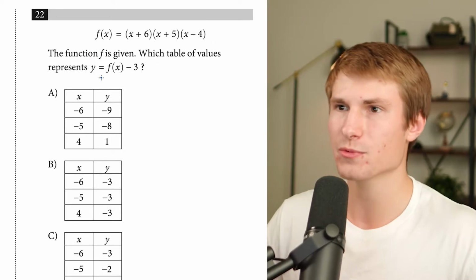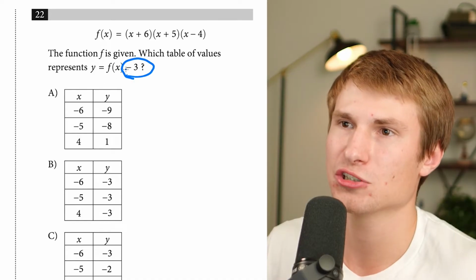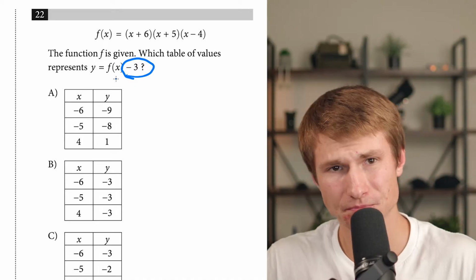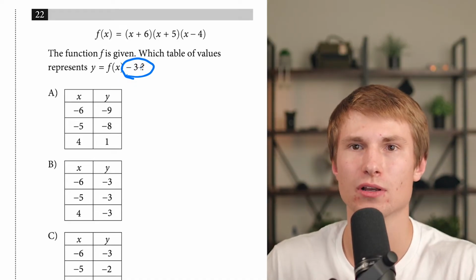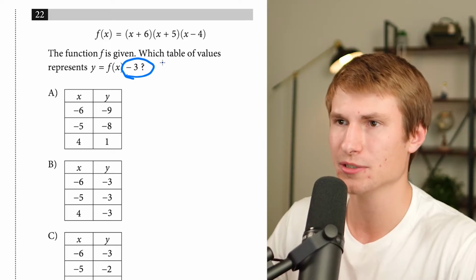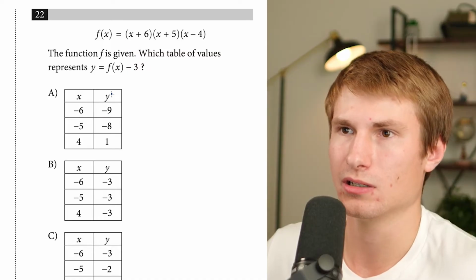All right, so we've got a transformation here. We are transforming our original f of x down by 3 units, so we're moving it down 3 units. This is important because anytime you have any sort of transformation up, down, left, or right on the SAT, you need to pay really close attention to it. In this case, I see I've got my table. I'm going to quickly look at all the answer choices.